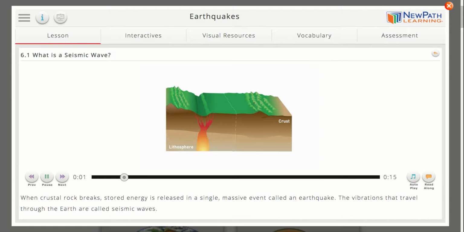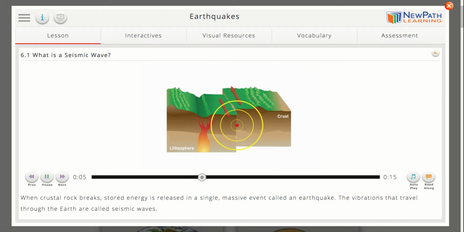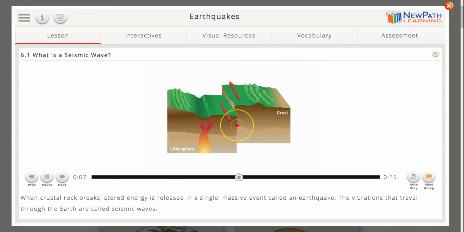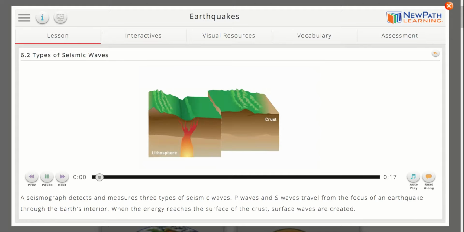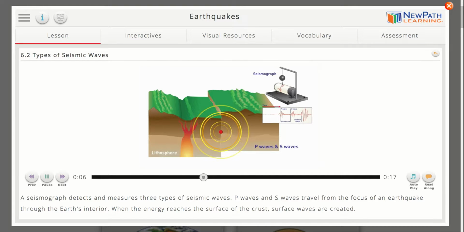Seismic waves. When crustal rock breaks, stored energy is released in a single massive event called an earthquake. The vibrations that travel through the Earth are called seismic waves. A seismograph detects and measures three types of seismic waves. P waves and S waves travel from the focus of an earthquake through the Earth's interior. When the energy reaches the surface of the crust, surface waves are created.